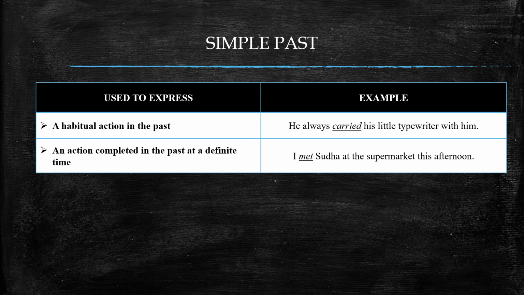Simple past. In the simple past tense, verbs are used to express a habitual action in the past. For example, he always carried his little typewriter with him. Verbs are also used to express an action completed in the past at a definite time. I met Sudha at the supermarket this afternoon.